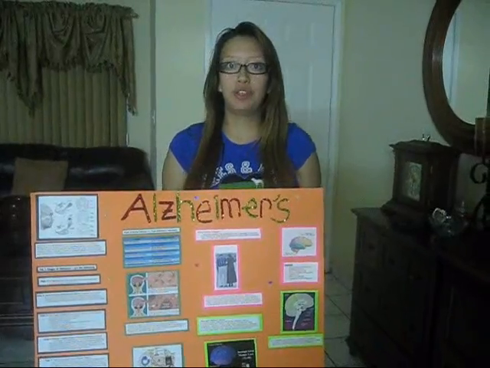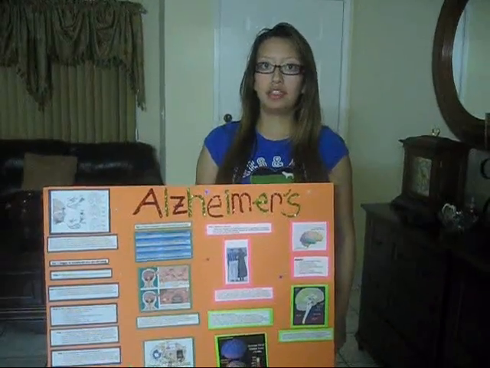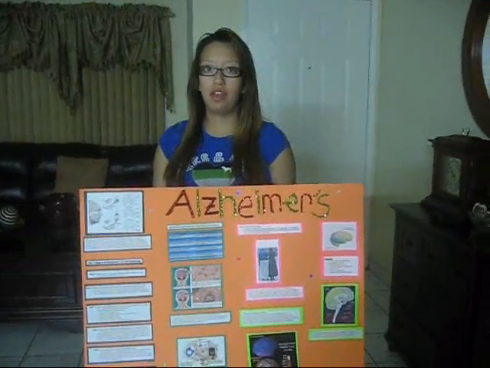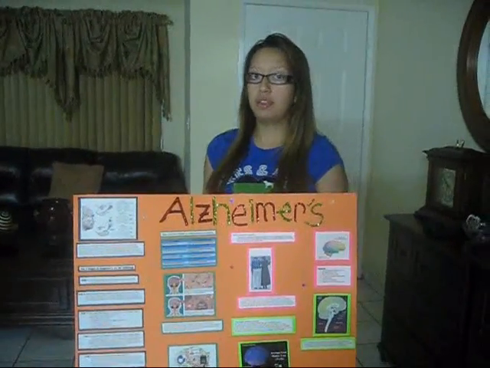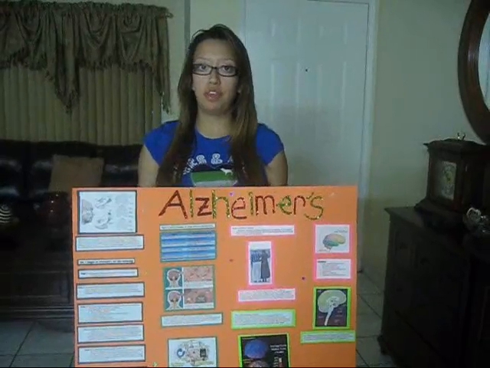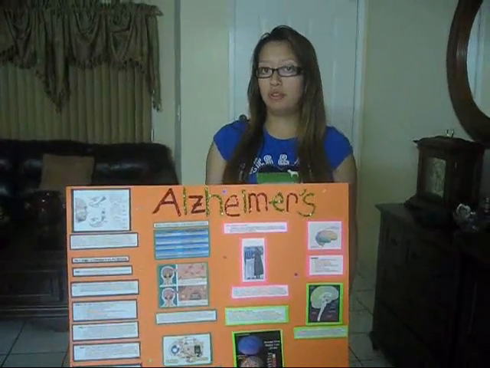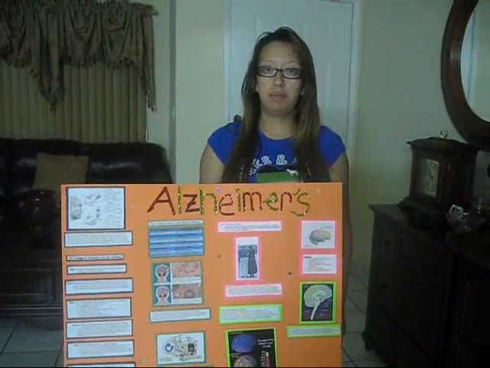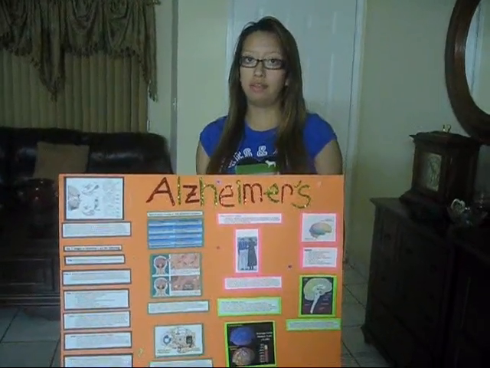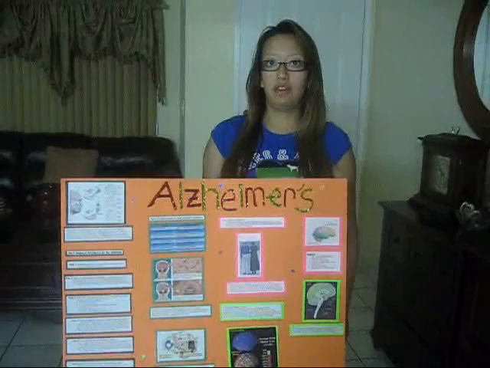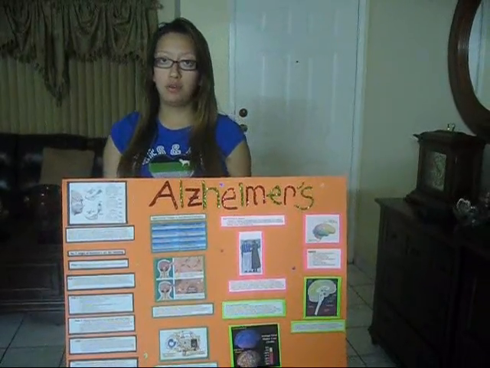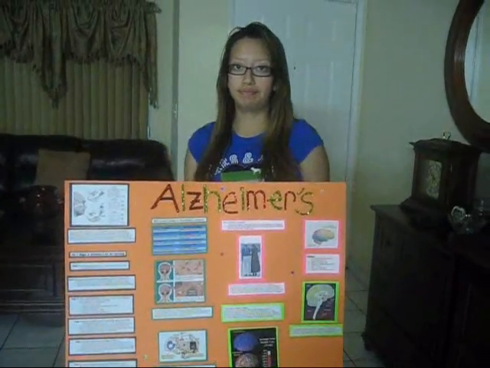Okay, so during our research we found out that statistics say that 1 out of every 8 Americans over the age of 65 have Alzheimer's, and 1 out of 2 Americans over the age of 85 have Alzheimer's as well. Alzheimer's usually develops in elderly people over the age of 65. And if someone in your family has it, you are most likely to get it as well.